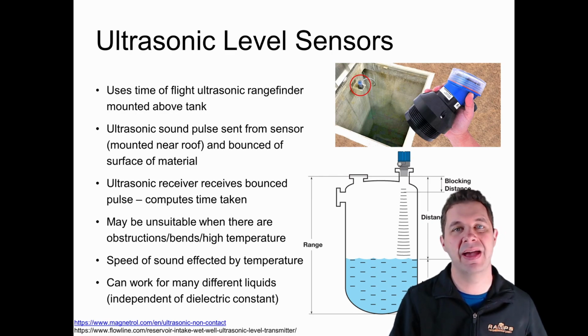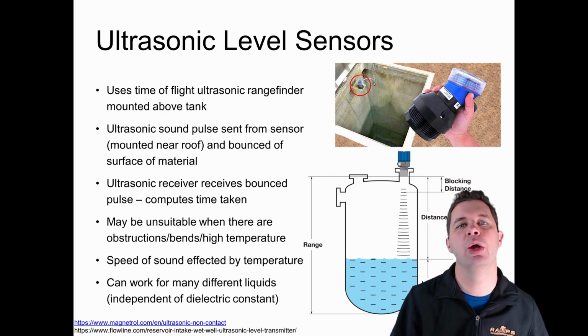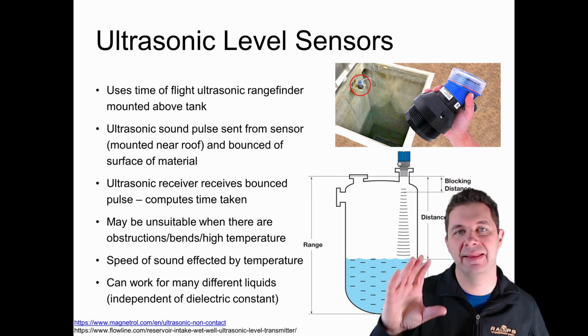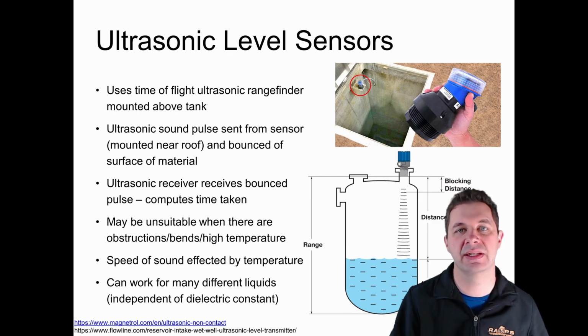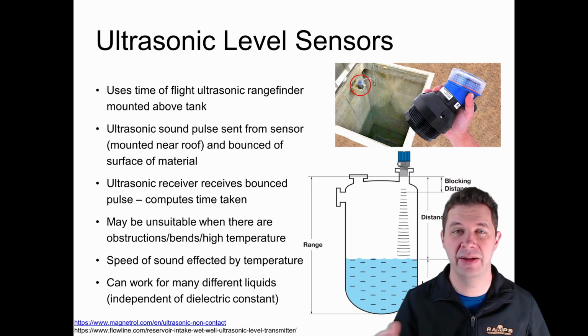Based on that, and based on the speed of sound, approximately 343 meters per second, and the temperature that that's taken at, we can work out what our level is for this containment vessel. Now, this has some advantages because it doesn't really matter what our dielectric constant is, like for our previous capacitive sensors where it did matter. But at times, these sort of sensors may be unsuitable.